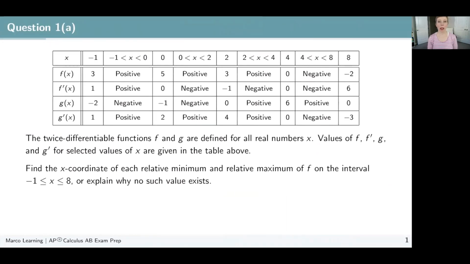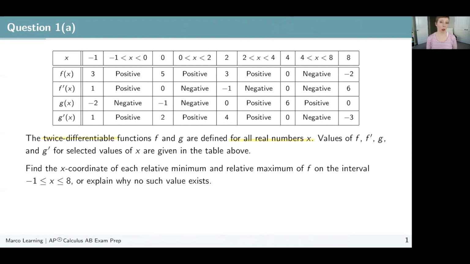For this first problem, we have a table to work with, and we're told that the twice differentiable functions f and g are defined for all real numbers x. Twice differentiable means that the second derivative exists. The first derivative exists and the second derivative exists, and here it's telling us that they exist for all real numbers x. So we know that our function f is differentiable, and we know that our function f prime is differentiable. We're also told values of f, f prime, g, and g prime for selected values of x are given in the table above.